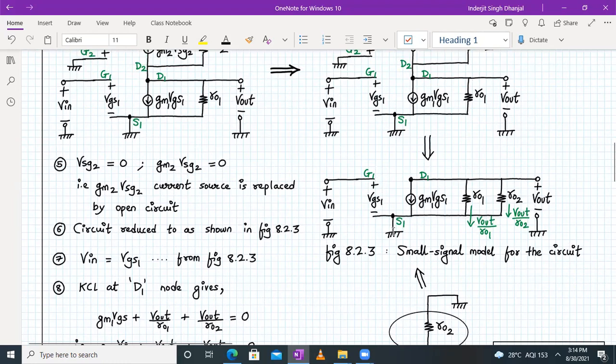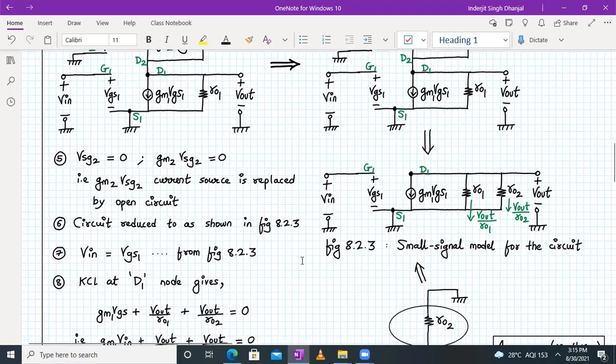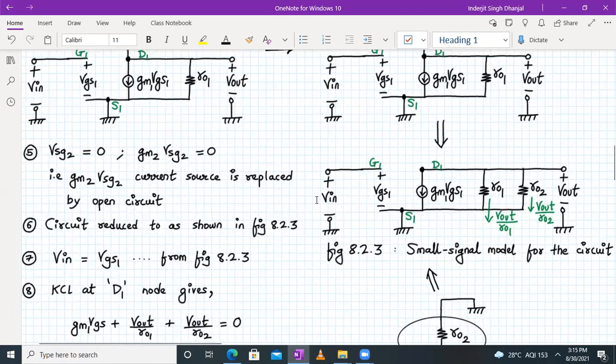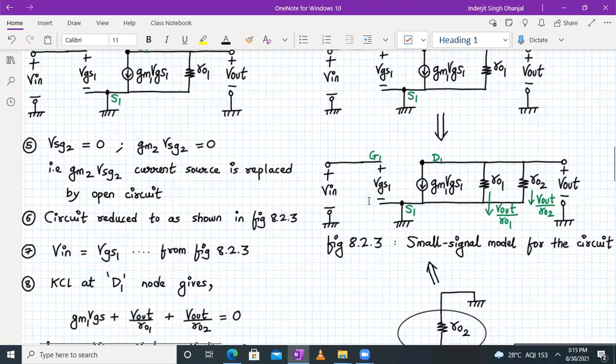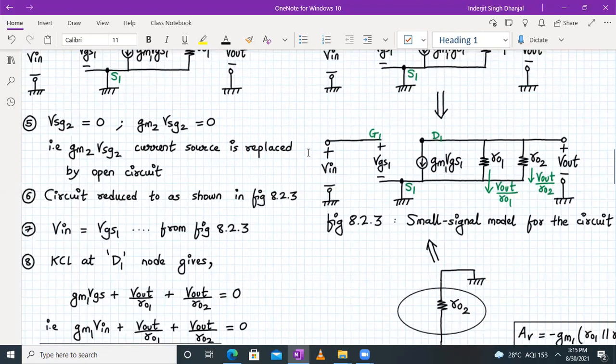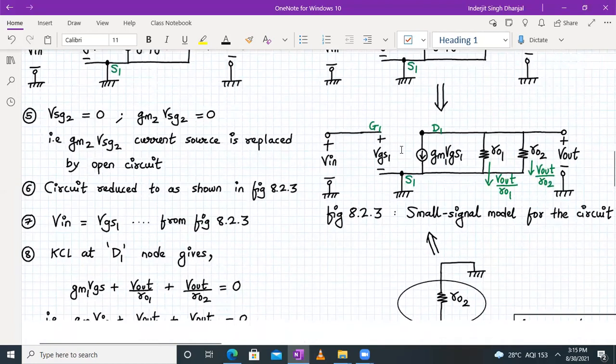So we have gate 1, source 1, drain 1. Between drain 1 and source 1, we have one current source and two resistances, RO1 and RO2. And the parallel voltage across these two resistances will be V out. So the current flowing through RO2 will be V out upon RO2, and the current flowing through RO1 will be V out upon RO1. Now a very smart observation: V in is equal to VGS1. Yes, V in is equal to VGS1.